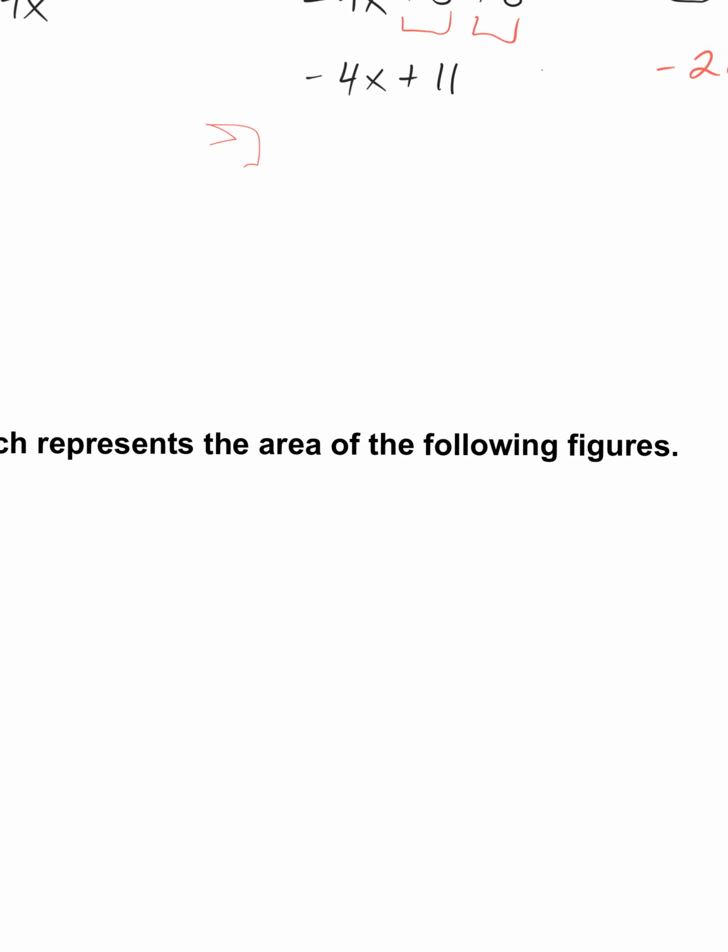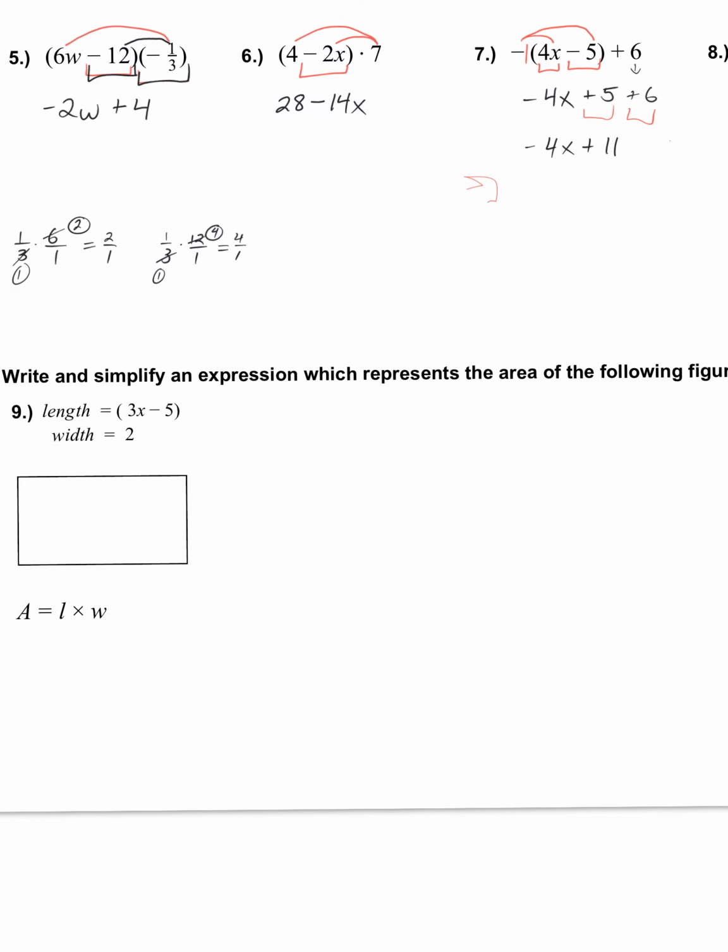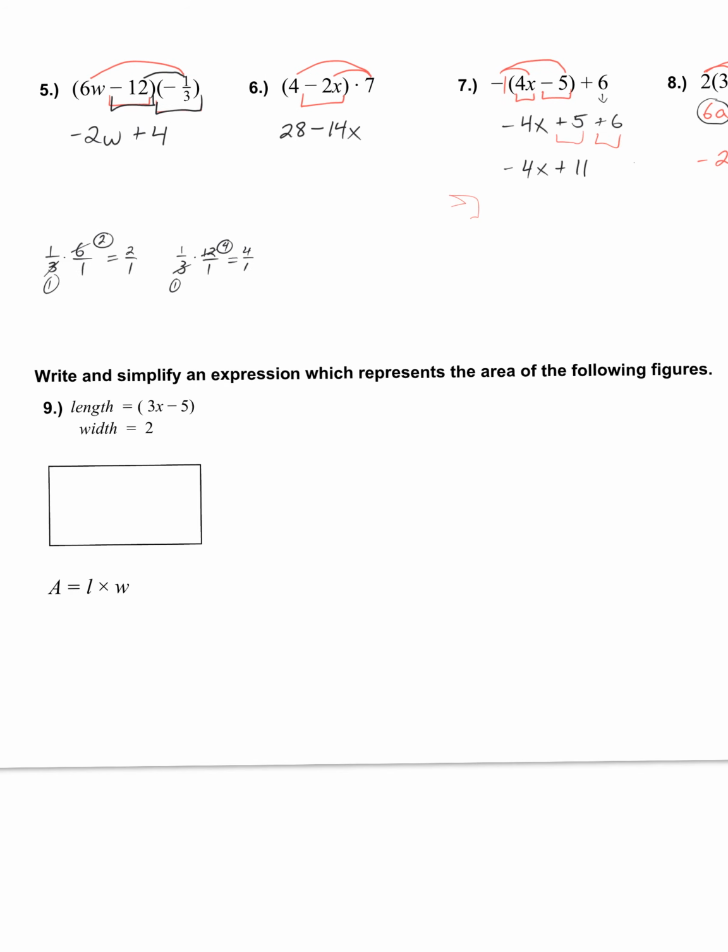Last example here. We have a rectangle, and it says write and simplify an expression which represents the area of the following figure. So we want to write an expression that represents the area of that rectangle. If you look right below the rectangle, there is the formula for finding the area of the rectangle. To find the area, we are going to multiply length times width. So if we were to write that as an expression, our length is 3x minus 5, and we are going to multiply that by our width, which is 2. So there's our starting expression.